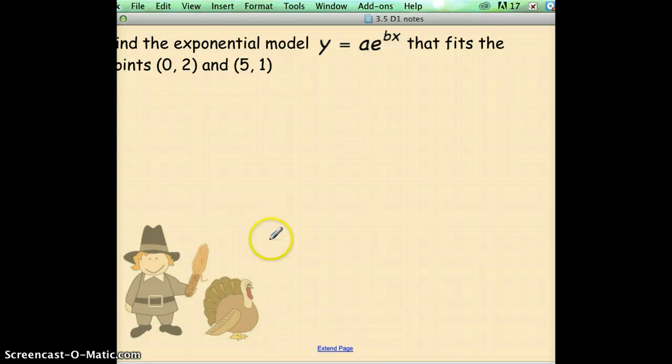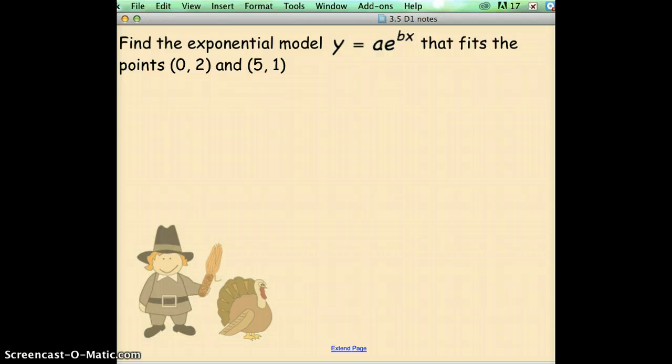All right, now we haven't done one of these yet. So what we're going to do is find the model. This is the exponential model that fits these 2 points. These are just xy points. So you can plug 0 in for x and you can plug a 2 in for y. Let's see what happens when we do that. Plug a 2 in for y and plug a 0 in for x.